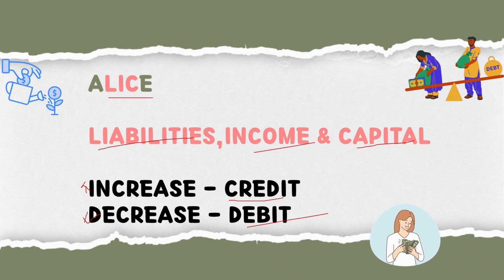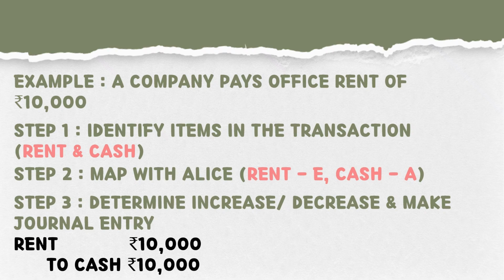Let's take a look at an example here. So a company pays office rent of 10,000 rupees. Now, my step one should be I have to identify items in this transaction. Okay, what am I paying? Office rent. And how will I pay the rent? Through cash, correct? So rent and cash are my items of the transaction. Step two, map with Alice. Now, I told you, Alice, assets, liabilities, income, capital, and expense. Now, rent is an expense. Cash is an asset, correct?